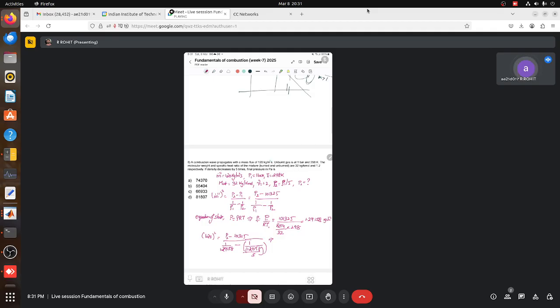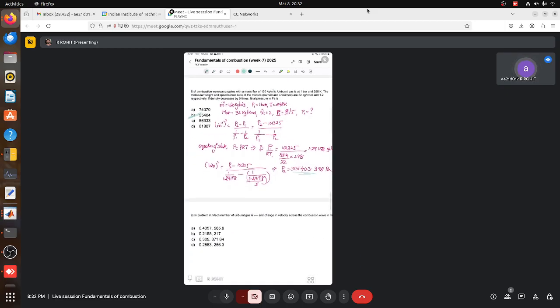So this implies P2 is equal to 55403.398 Pascal. You can either write it in kilopascal, but your answer is asked in Pascal. So 55403.32, which is close to 55404. So B option is the correct answer for this. I hope that is clear.